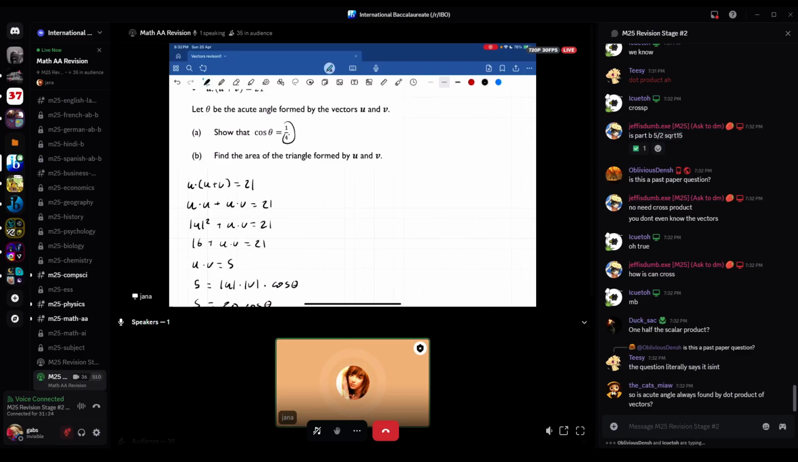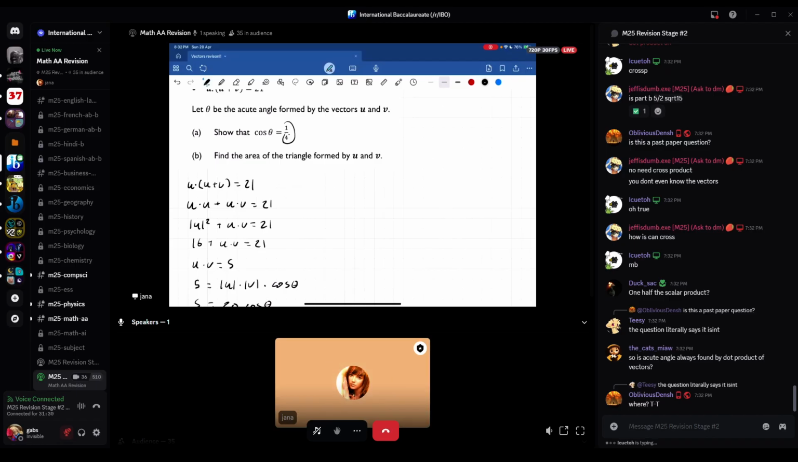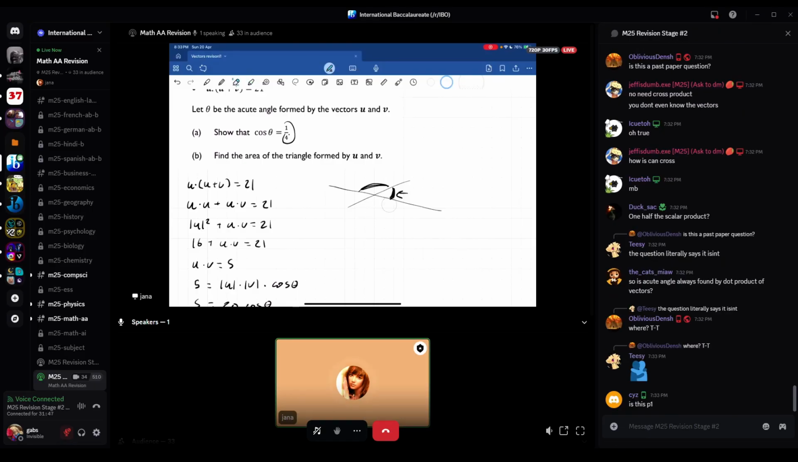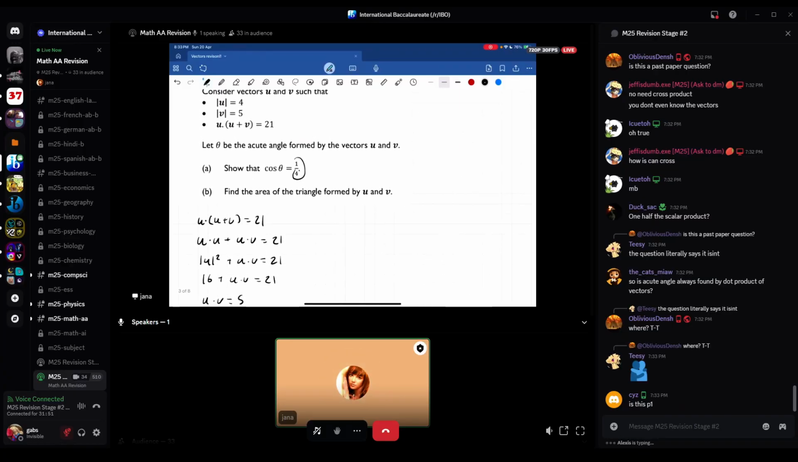Is the acute angle always found by a dot product of vectors? Well, yeah. And if you get an angle that's bigger than 90, make sure to subtract the value so that you get the acute angle, because the angle between two lines has to be the acute one, not this one. Has to be that one. You can't even do this with a calculator.